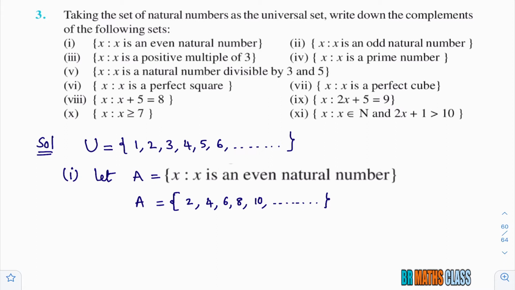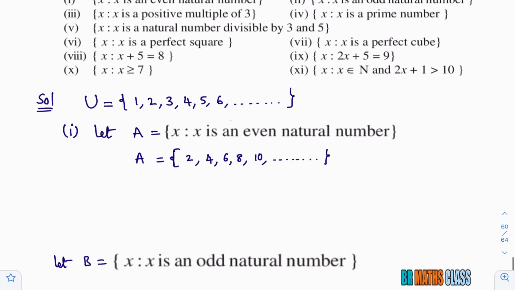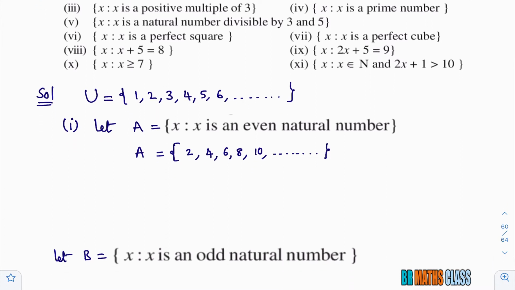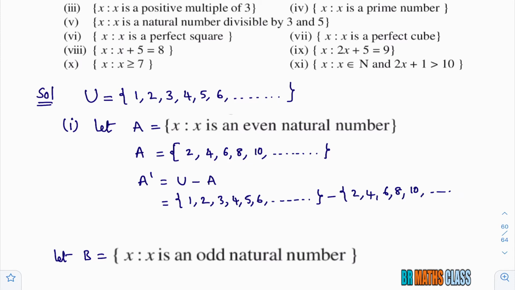Actually what they are asking to calculate is the complement of the set. Complement means A dash. What is A dash? The A dash formula is universal set minus A. What is the universal set? The set of all natural numbers. So you write the universal set 1, 2, 3, 4, 5, 6 and so on minus set A. What is set A? We got it just now: 2, 4, 6, 8, 10, the set of all even natural numbers.